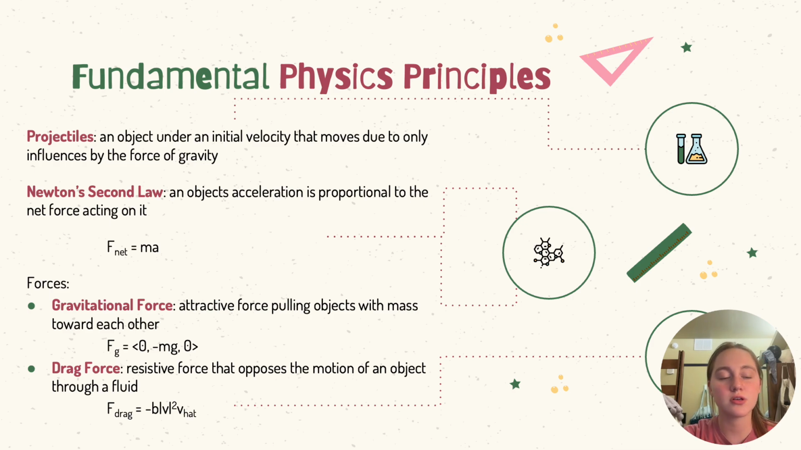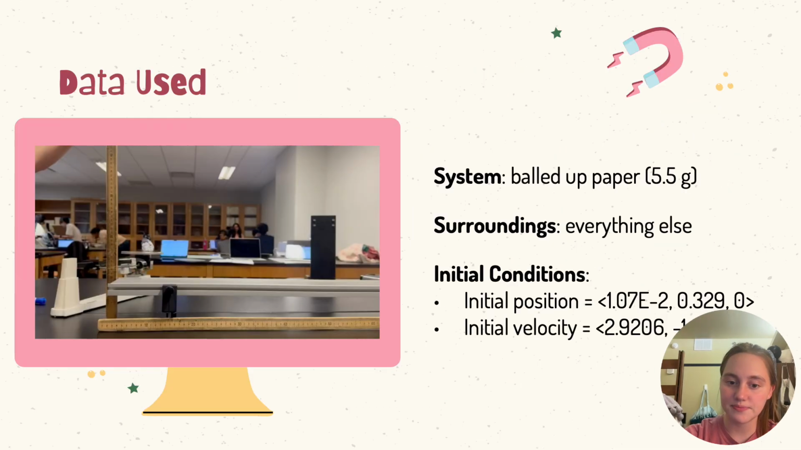And then there are two forces involved in this lab. First is the gravitational force, which is the attractive force pulling objects with mass towards each other, and it can be described as <0, negative mg, 0>. And then the drag force, which is a resistive force that opposes the motion of an object, and it can be described as negative b v squared times v hat, where b is the drag force constant.